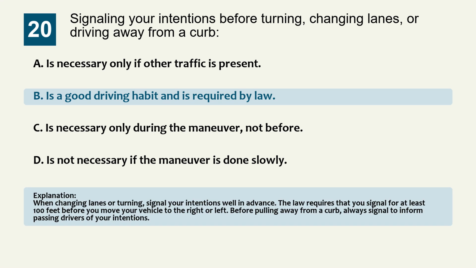Explanation. When changing lanes or turning, signal your intentions well in advance. The law requires that you signal for at least 100 feet before you move your vehicle to the right or left. Before pulling away from a curb, always signal to inform passing drivers of your intentions.